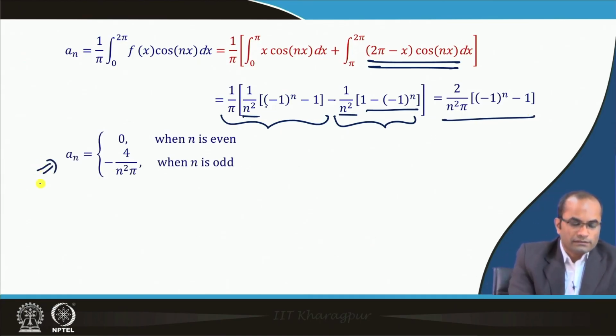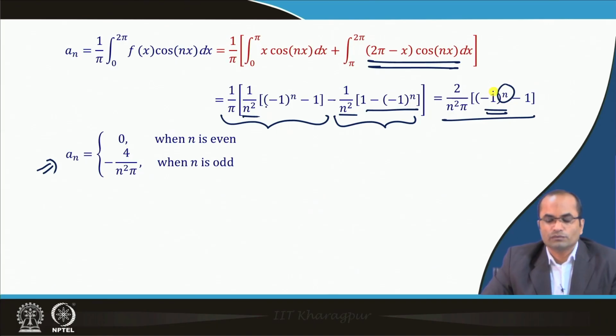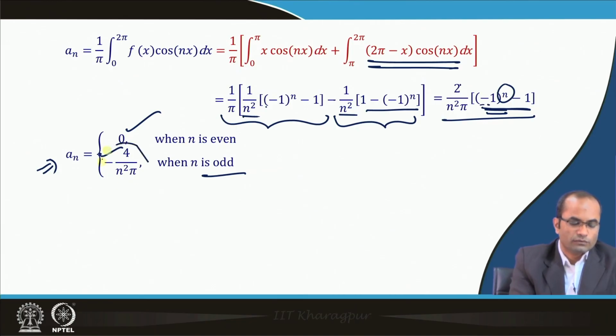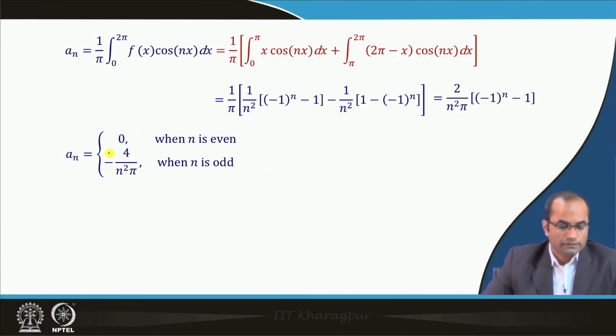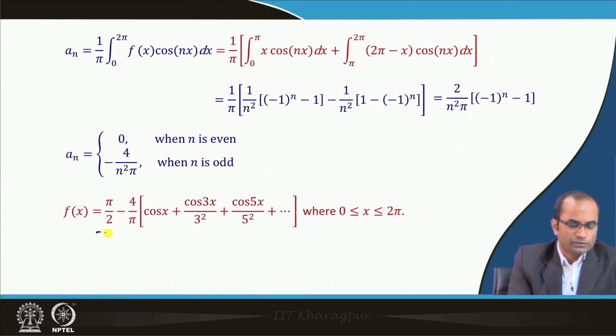So, in this case what we have for a n: when n is an even number, for instance 2, 4 etc., this will become 0, and when it is odd, then these two will be added, minus 1 minus 1. So, we will get minus 2 and then 2 there. So, minus 4 over n square pi. Having these a n's, now we can just substitute in the Fourier series.